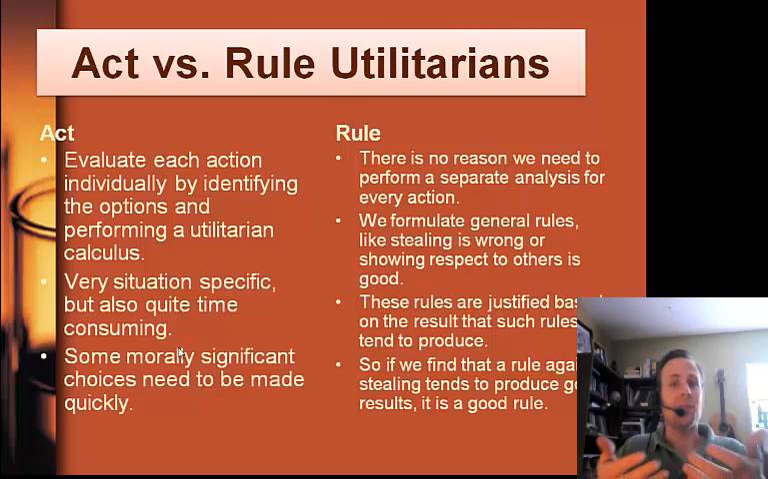So, for instance, if we had a rule against stealing, it would be a good rule if people tended to be happier as a result of following the rule, and it would be a bad rule if people tended to be unhappy as a result of following the rule. So again, it's not that there's anything intrinsically wrong with stealing, or anything intrinsically wrong with being disrespectful on the utilitarian view, but rather we might come up with a rule that says we don't steal, not because it's intrinsically wrong, but because stealing tends to produce unhappiness. So we choose not to do that.